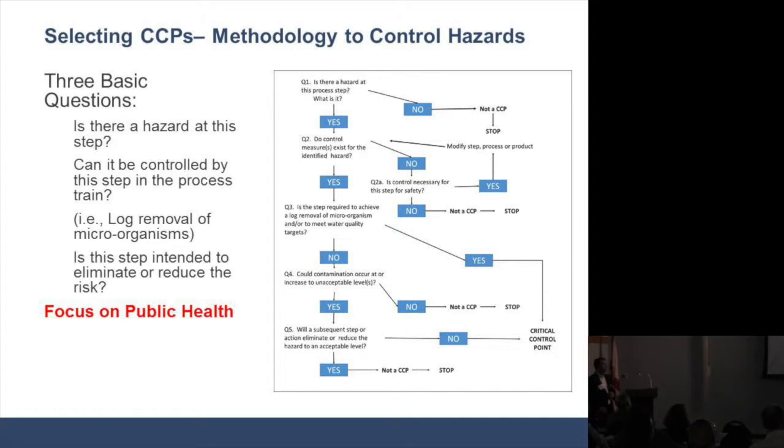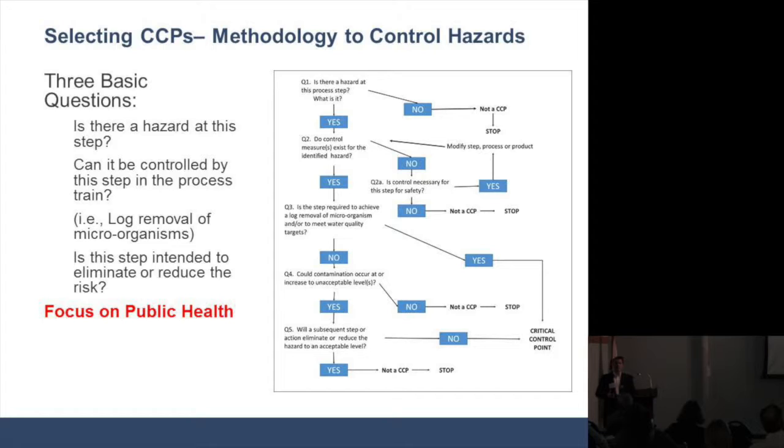So there's a flow chart that you can use to go through and figure out whether a particular process is a critical control point. And it boils down to three basic questions. While there are more questions up here, again, is there a hazard at the step? Can it be controlled by that step in the process? And is that step particularly intended to eliminate or reduce the risk?